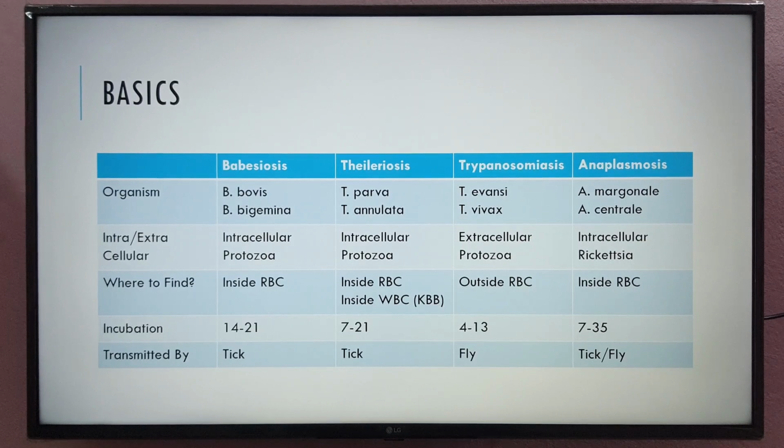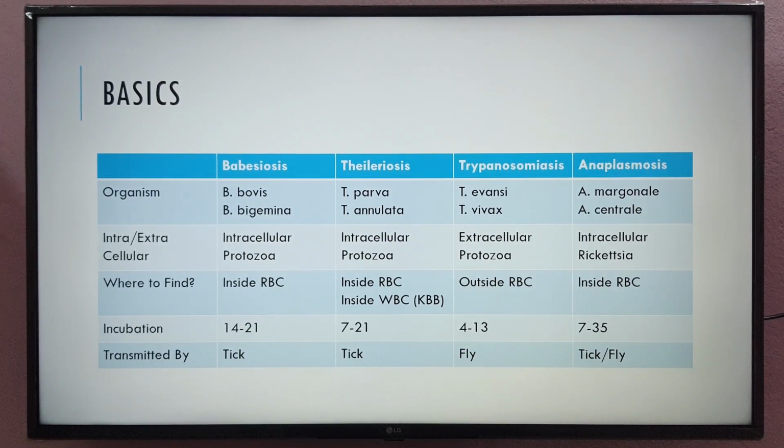So where to find them? In Babesiosis, Theileriosis and Anaplasmosis, you will find the organisms inside RBCs. Specifically in Theileriosis, you will also find some blue dots known as Koch's blue bodies, KBB, which are basically the schizonts. You can find them in WBCs, specifically the lymphocytes.